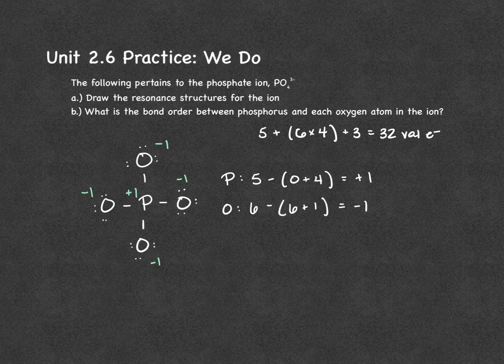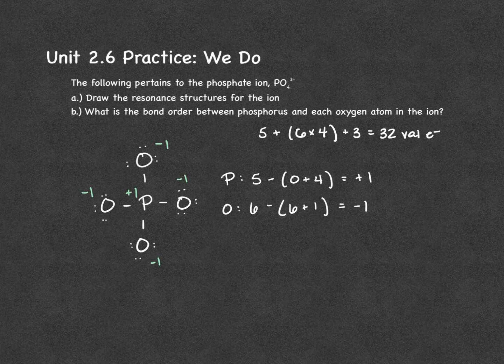Well, this does work out. My -4 plus 1 does equal a 3-, which is the overall charge of my phosphate ion, but none of my formal charges are 0, and I want my formal charges to be as close to 0 as possible. So this is probably not the best way to do it.